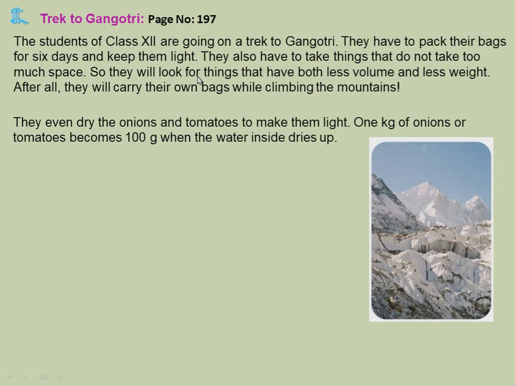They also have to take things that do not take too much space. So they will look for things that have both less volume and less weight. After all, they will carry their own bags while climbing the mountains. They even dry the onions and tomatoes to make them light. 1 kg of onions or tomatoes becomes 100 grams. So what is given? If you take 1 kg of fresh tomatoes or onions and dry them, drying meaning sun dry, then what weight do you get? You will get only 100 grams of dried onions or dried tomatoes.